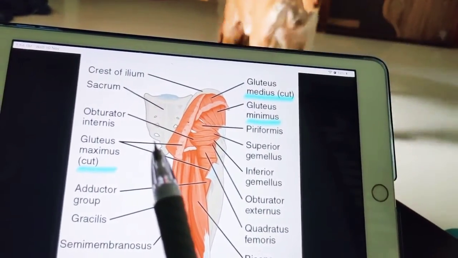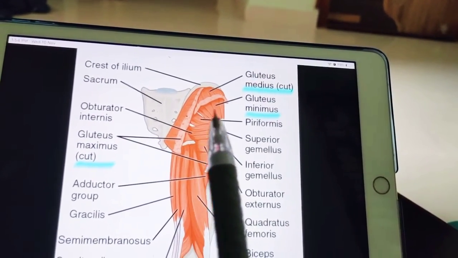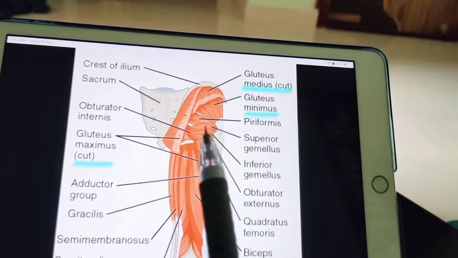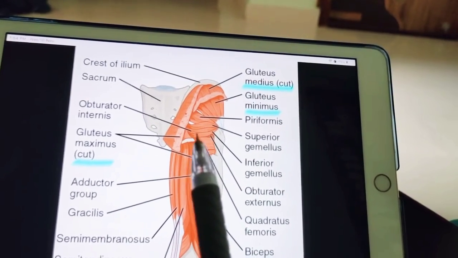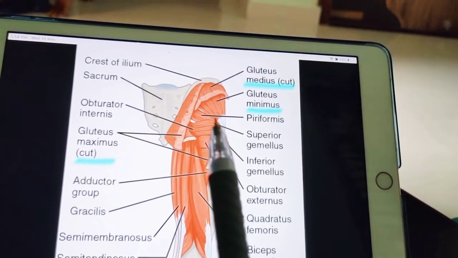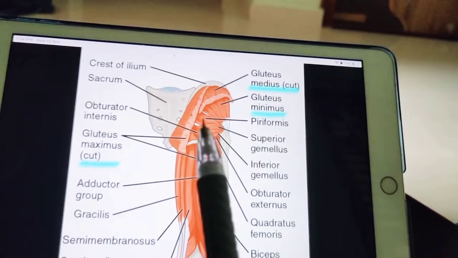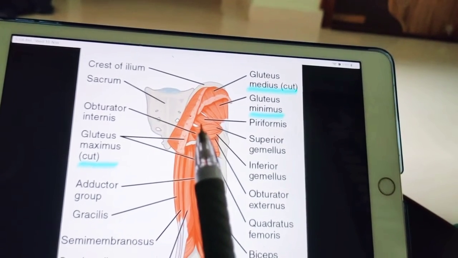It's the chief extensor of the thigh, especially at the hip joint, and this action is very important in rising from a sitting position. Whenever you are sitting and you want to stand up, it is mainly because of the gluteus maximus muscle. Because of its extensive action, you are able to rise from a sitting position.